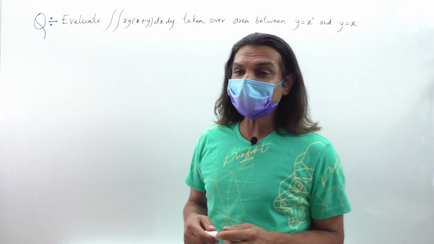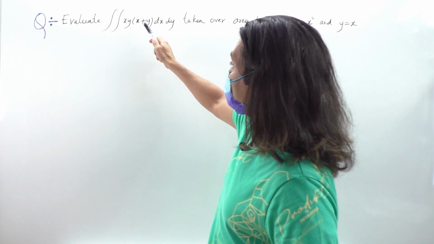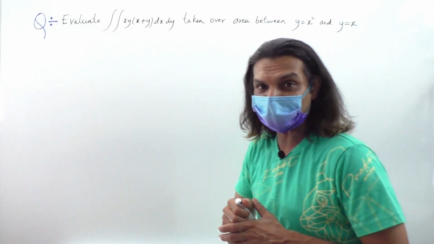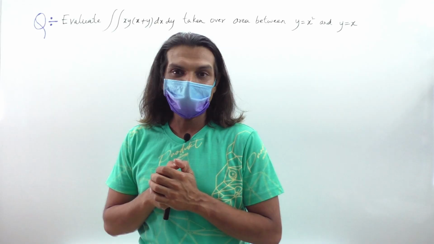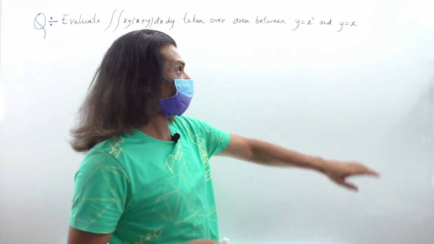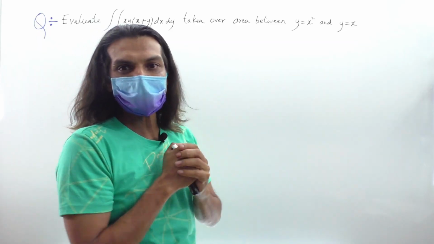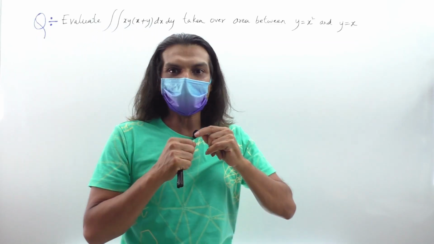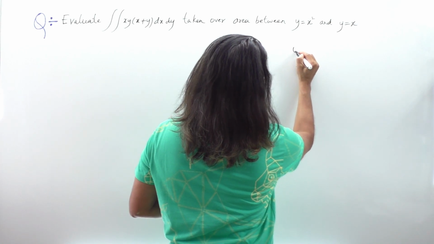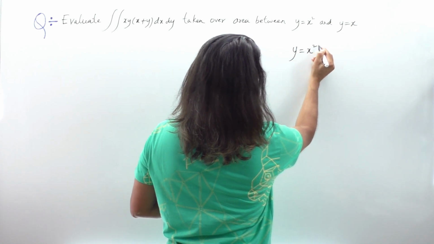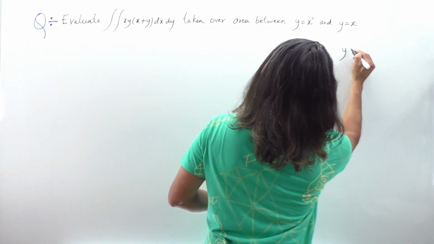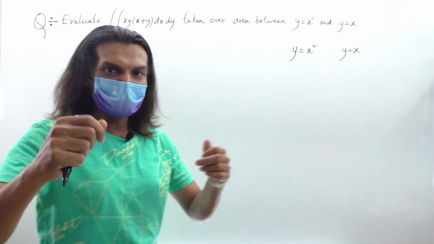The next question here is evaluate the double integration xy into bracket x plus y dx dy taken over the area between y is equal to x square and y is equal to x. So how to solve this? So first, as I tell you, always see the graphs. Now these are very easy graphs. I hope by now you might have memorized all the graphs. So we have one equation as y is equal to x square, that is a parabola, even powers of x, and the other is y is equal to x, that is a straight line passing through the origin.